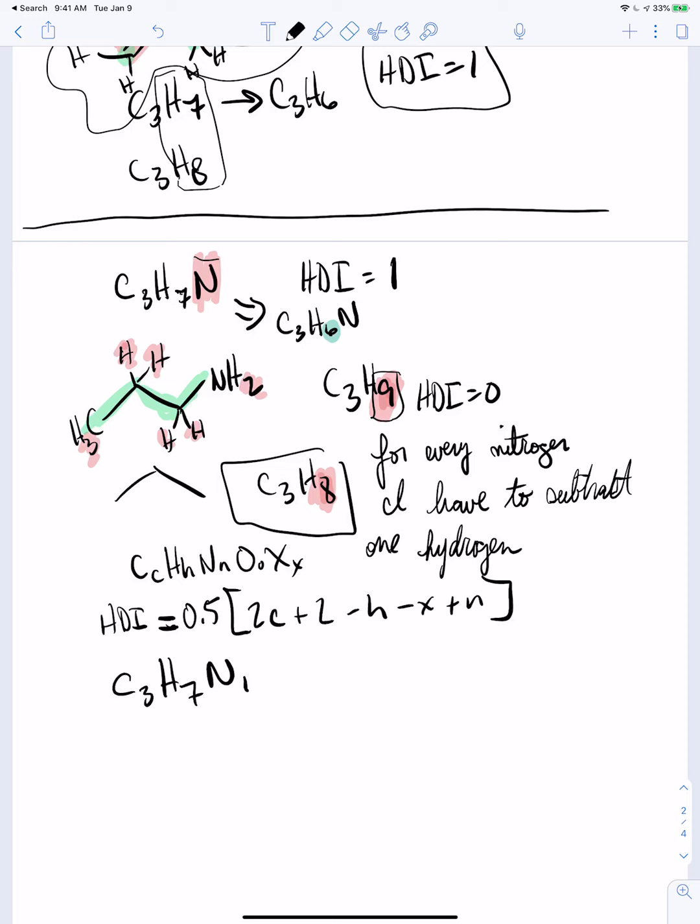And I say, okay, what does C equal? C is equal to 3. And then what does H equal? H is equal to 7. So I'm getting these from here. And then I look at the other ones. What does nitrogen equal? Nitrogen's equal to 1.